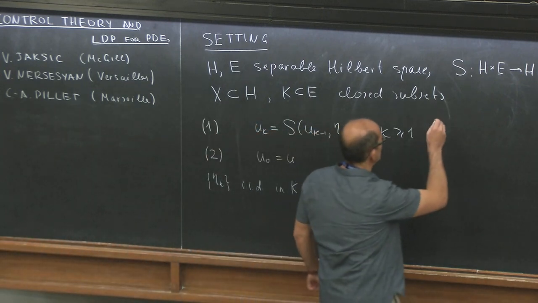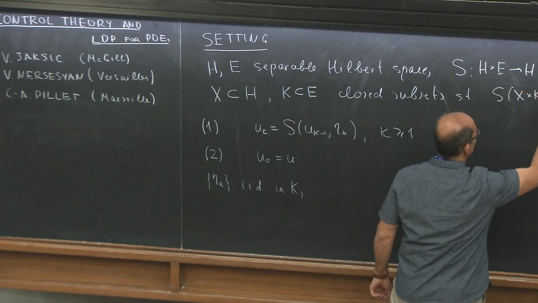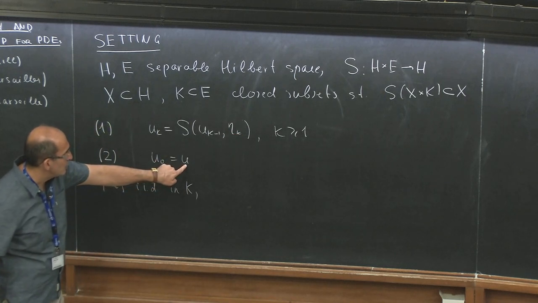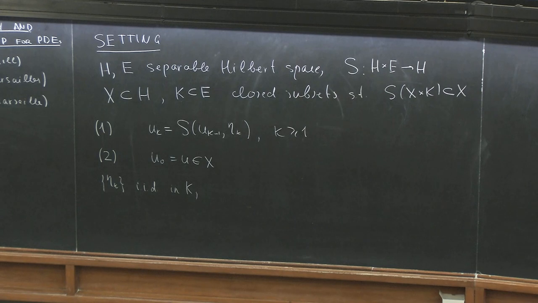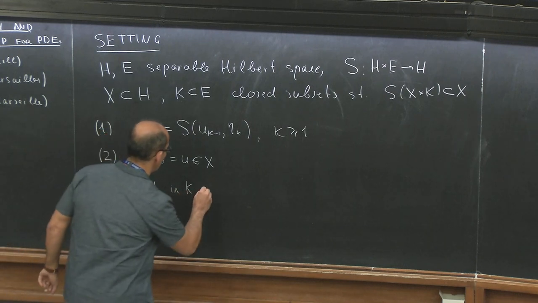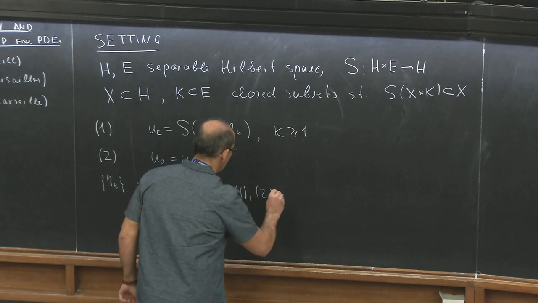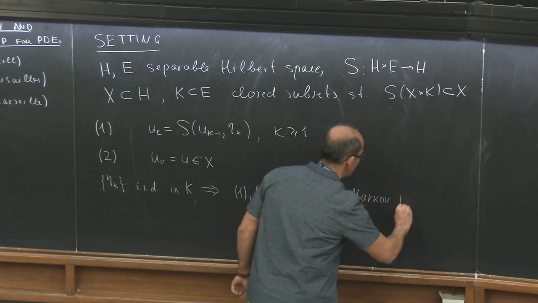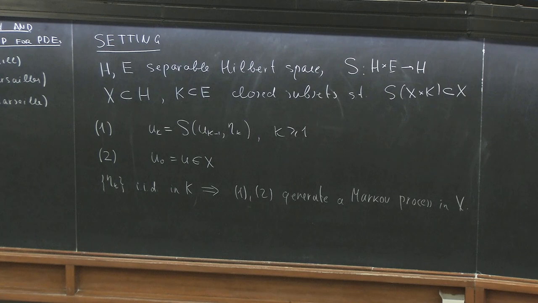I forgot to mention here the condition on the subsets. I will assume that the subsets are such that S of X times K is included in X. So this is an invariant subset, which means that if my random variable eta_k is in K, for any initial condition which is in X, I will always remain in the set X. So eta_k is iid with range in K. And due to this condition, equations 1, 2 generate a random Markov process in X. Well, the goal is to study the large-time behavior of trajectories of this Markov process.